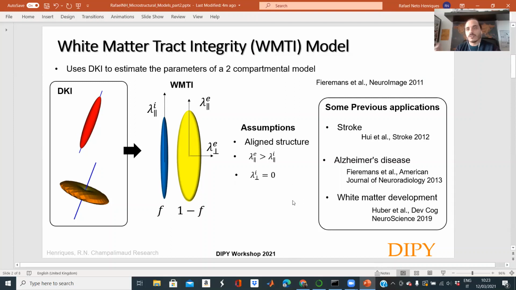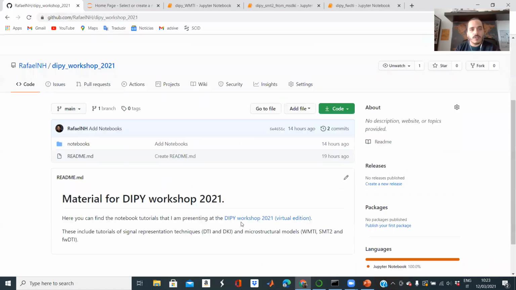Although several studies show that this assumption may not be valid, this model has been shown to provide useful information in several different applications. So if you're more interested in this, I recommend you take a look at these manuscripts, for example. It's also important to note that this model only takes into account one compartment per restricted and hindered diffusivity. So this can only represent well-aligned fibers. Okay, so I will show the code here.